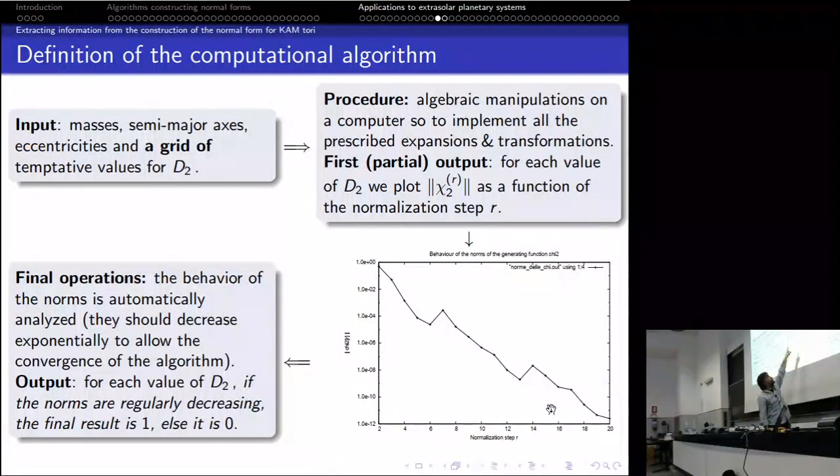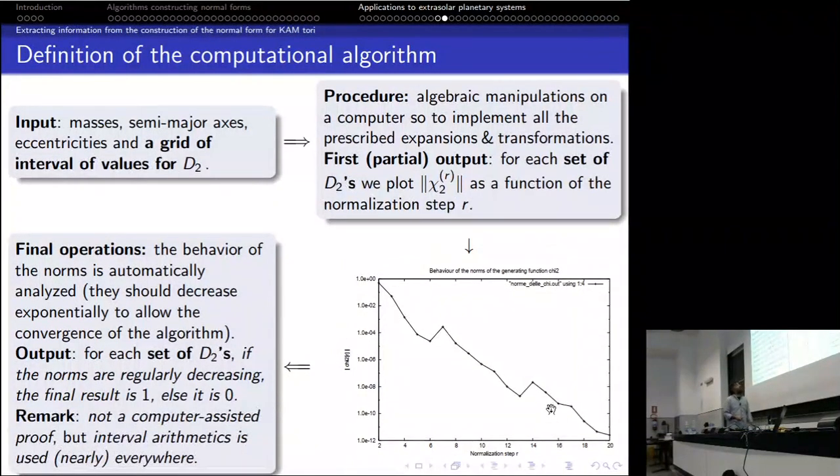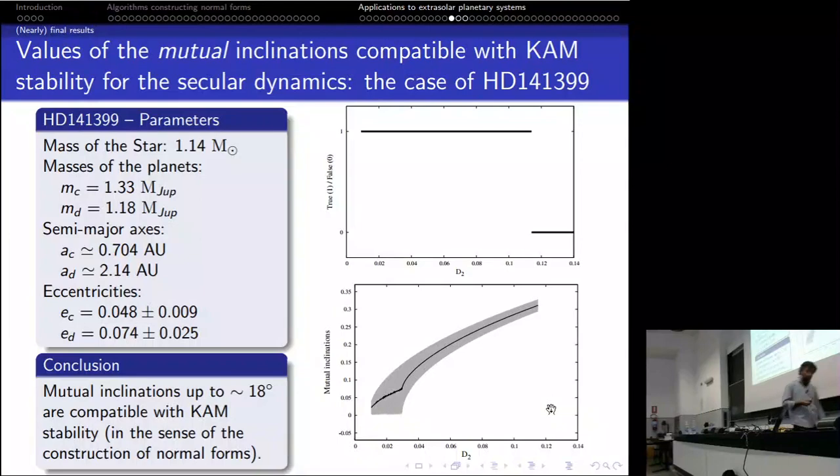Why? Because here you have the norm of the generating function in a semi-log plot, and here you have the normalization step. So in a semi-log plot, the geometrical decrease is bounded by a line. Okay? If you have a situation like that, you would say the procedure is converging. So this set of D2, related to the inclination, is consistent with stability.